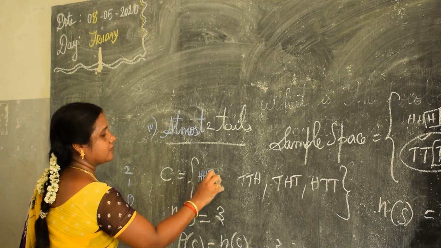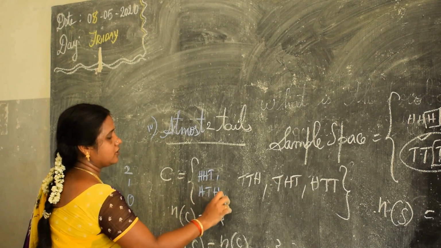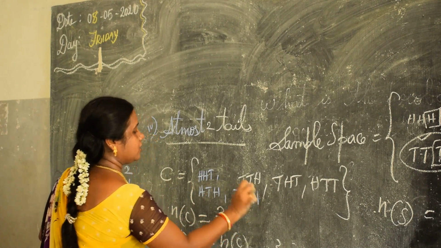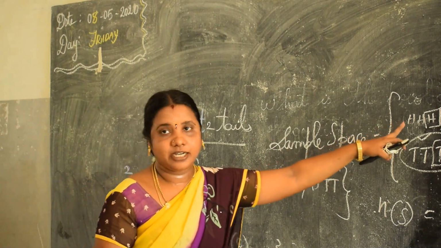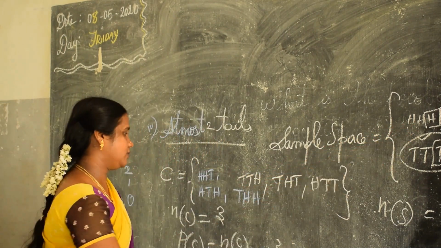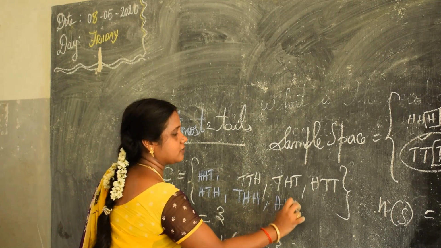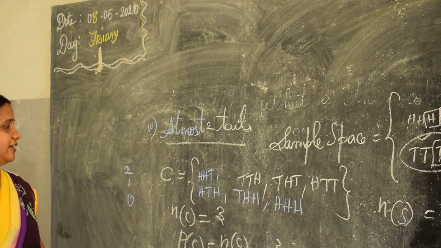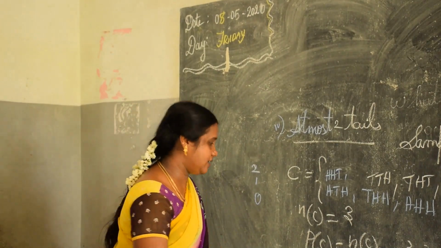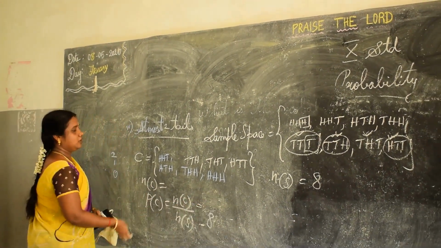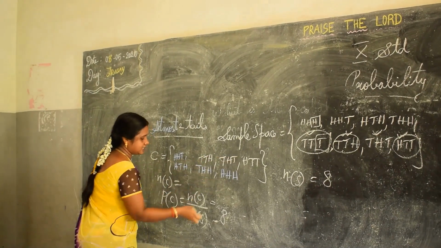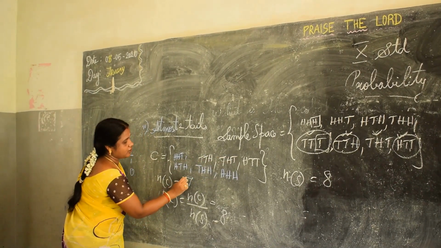HHT, HTH, THH. So 2 tail, 1 tail. Next 0 means tail irukka koodadhu. That means you have to write all the 3 heads. HHH. Correct? So this is our sample space. So what is our N of S? N of S is 1, 2, 3, 4, 5, 6, 7. So N of C is 7.